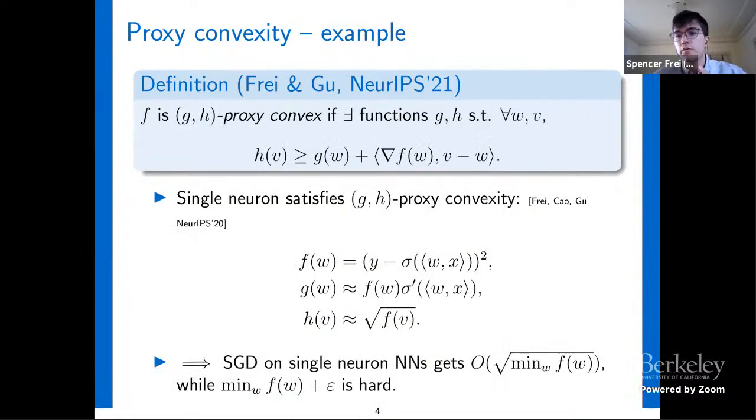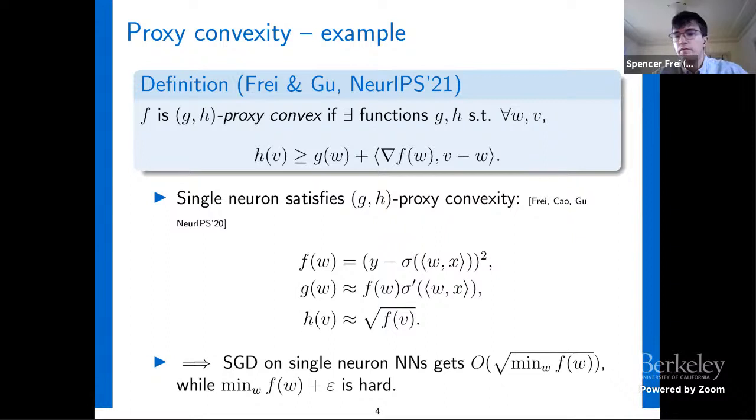And just to go through a quick example of what that might actually look like in a neural network optimization problem, consider this single neuron problem where you have just a single nonlinearity sigma and the squared loss. What we can show is that in this setting, a form of proxy convexity holds, where this proxy function g is like the squared loss with this sigma prime term attached. And the proxy loss h is something like the absolute value loss or the square root of the original objective.